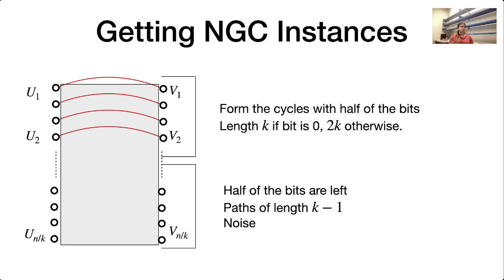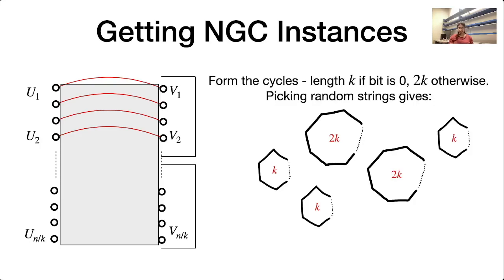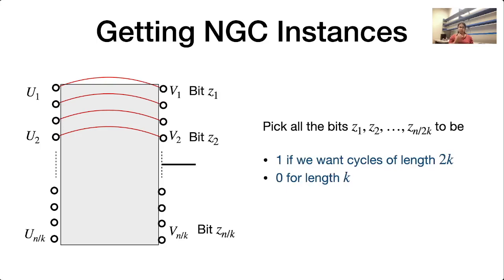And the first half is going to create cycles based on the bit they're encoding. So in more detail, if you look at just the first half and pick random strings and permutations, it's going to give you a jumble of 2k length cycles and k length cycles because these bits can be 0 or 1. Since we want cycles to have the same length, we're going to ensure that all the bits in the first half are completely 1 if we want cycles of length 2k, or all the bits in the first half are all 0 if we want cycles of length k.